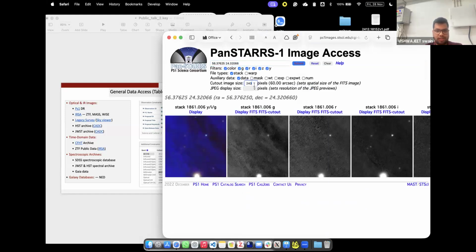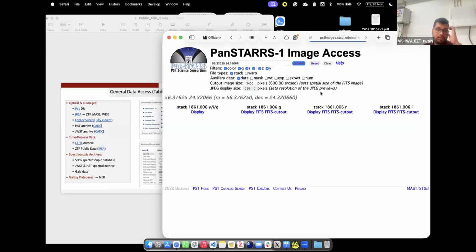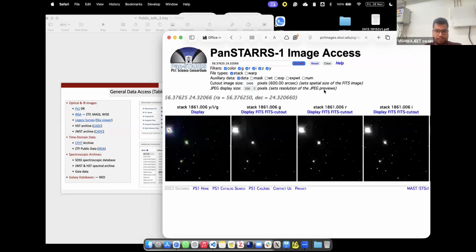So here we can see this is a small cutout. Let me make it bigger. So here we can see that 600 arcsecond image, and then this is the object we can retrieve, and then from here we can directly download it and utilize it for any purpose.